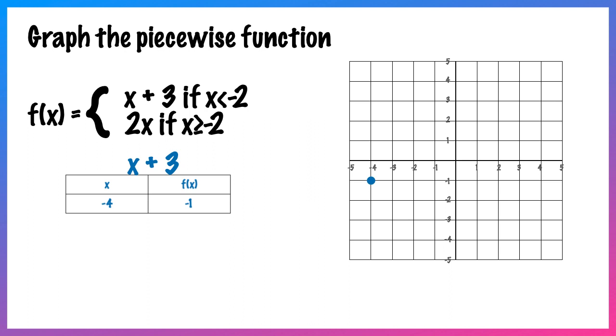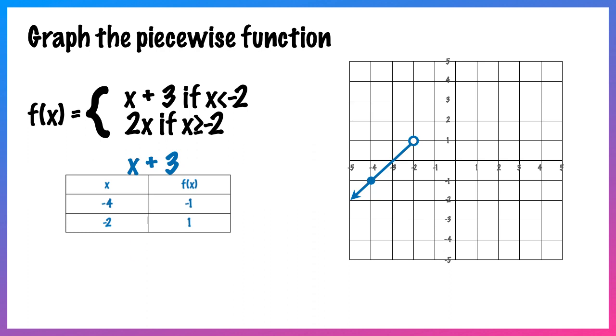This piece extends to x is negative 2, right? It extends all the way there, but doesn't include that point. So I'm going to go ahead and plug in negative 2. Negative 2 plus 3 is 1, and we'll plot that with an open circle because we have that less than symbol, which indicates that point is not included. And then we'll connect these points with a line.